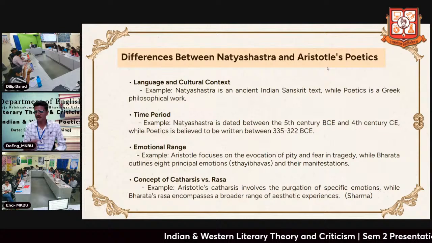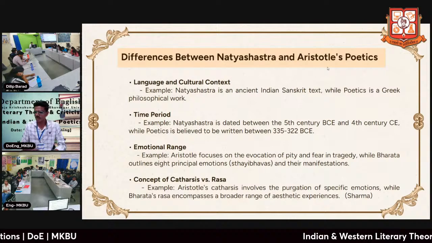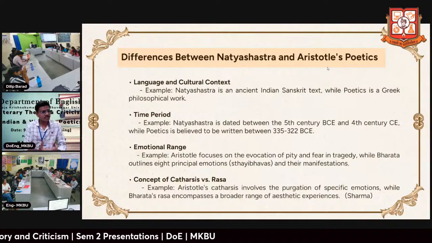Emotional range: we find that Aristotle focuses on the evocation of pity and fear in tragedy, while Bharata outlines the eight principles of emotions, sthayi bhavas, and their manifestation. We can find a similar context and difference also, in how they portray both things. Concept of catharsis and rasa. The concept is the same, but what they are saying is different.